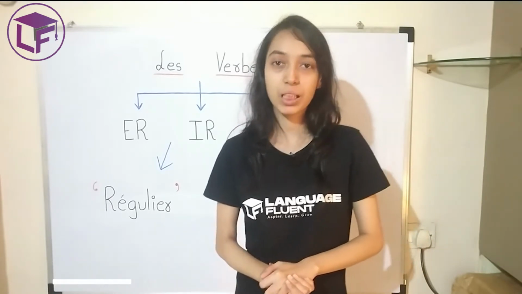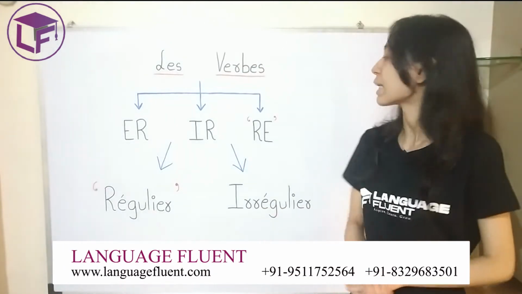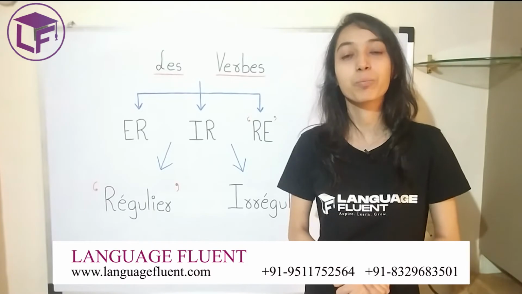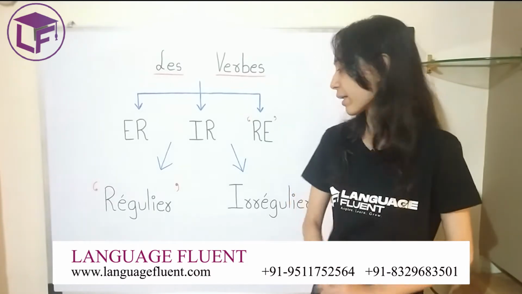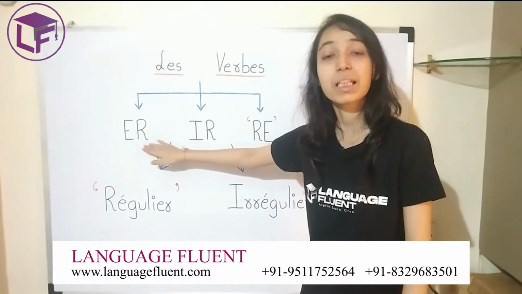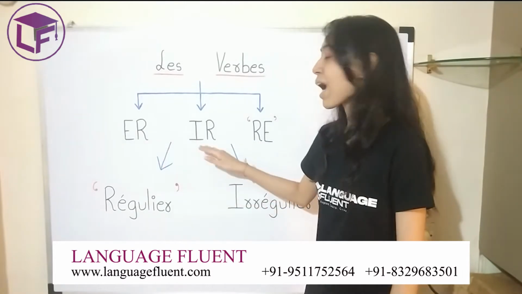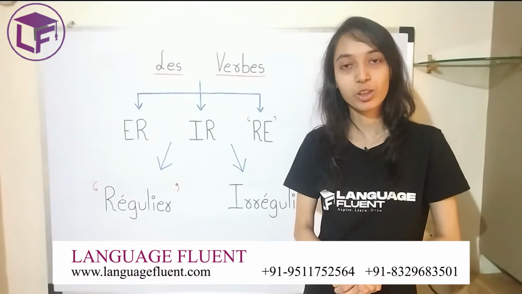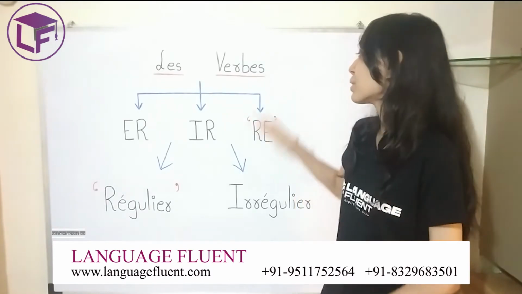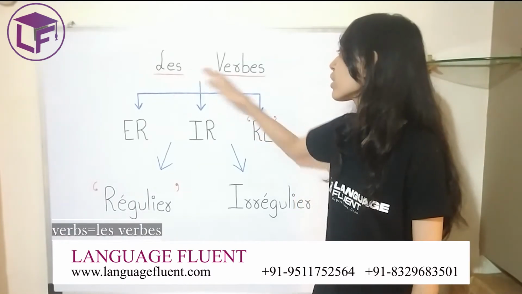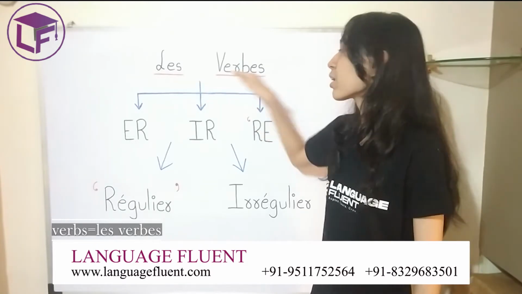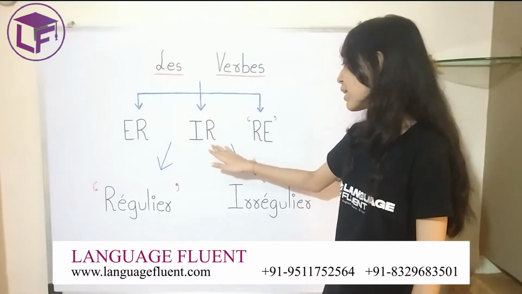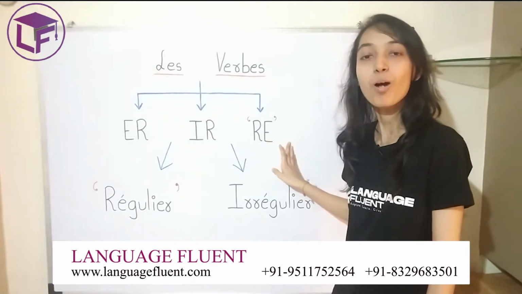So today we will be learning about the last group of verbs, that is the RE group of verbs. If you haven't watched my last two videos, please do watch them. I've explained the regular ER group of verbs in the first video and the regular IR group of verbs in the second video. If you don't know about verbs in French, I will explain it to you. Verbs in French are known as les verbes. Les verbes. They are divided into ER group of verbs, IR group of verbs and RE group of verbs.